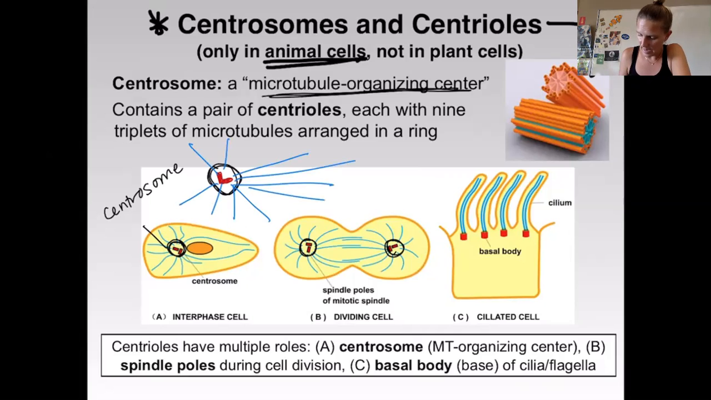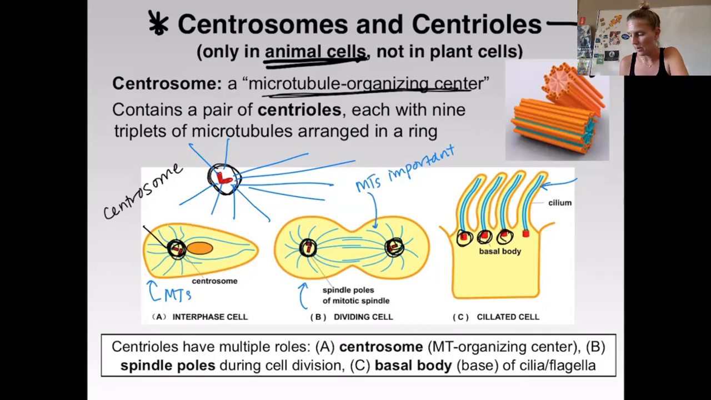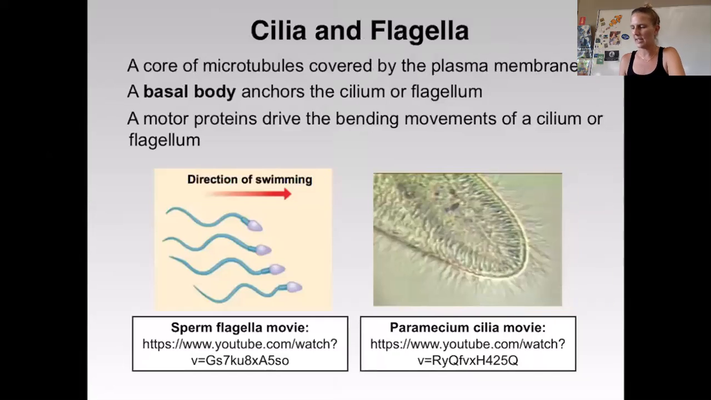So here in A, you see that the microtubules are important for structure for that cell. When you have a dividing cell, we're going to see that microtubules are really important in separating cells when they divide. And microtubules are also really important for the making of cilia and flagella, which we'll talk about in a second. But wherever you have microtubules growing out, you have a centrosome or centrioles, which are at the heart of the centrosome.